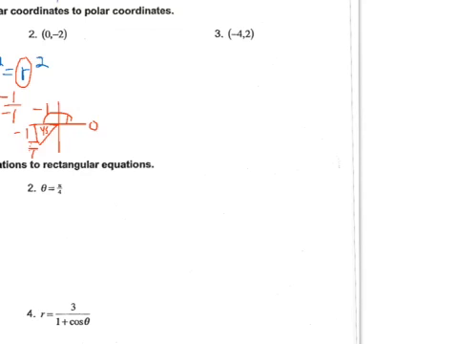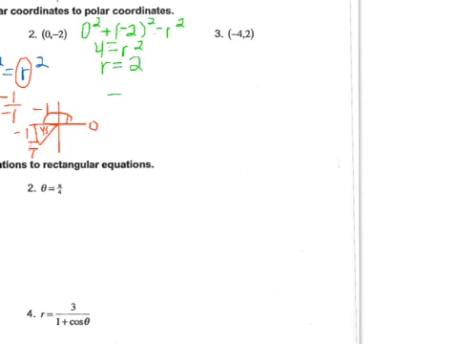Now let's do the same thing for number 2. Write 0 comma negative 2 as a polar coordinate. All right, well, first we're going to use the equation x squared plus y squared equals r squared. So 0 squared plus negative 2 squared equals r squared. So 4 equals r squared. So r equals 2.